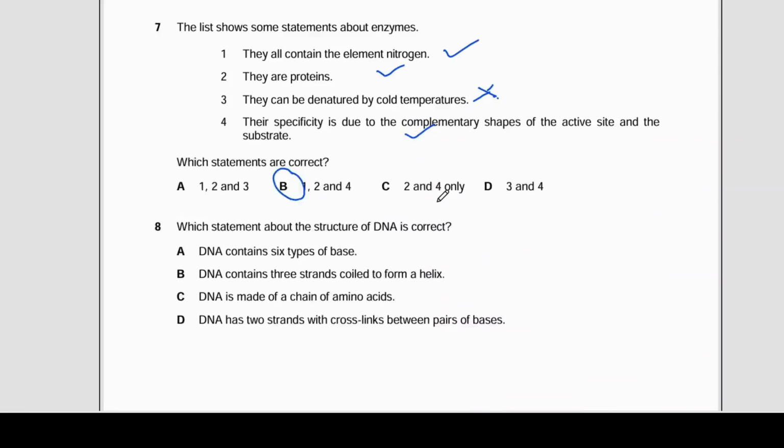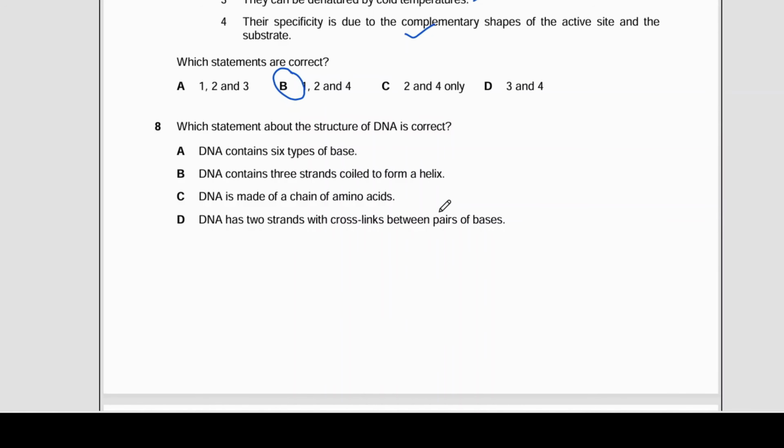Which statement about the structure of DNA is correct? Do they have 6 types of bases? No. How many types of bases are there? 4. Right. DNA contains 3 strands. No, it contains 2 strands to form a helix. Exactly. DNA is made up of a chain of amino acids. No, it's a chain of sugar and phosphate linkages. Right. It has 2 strands with cross links between base pairs. Yes. So the answer is D.